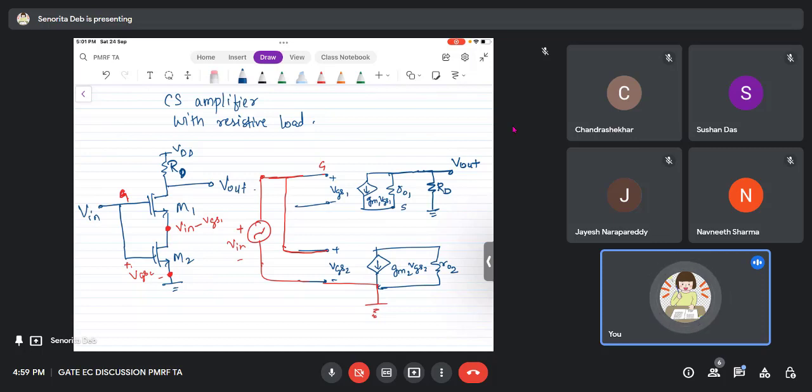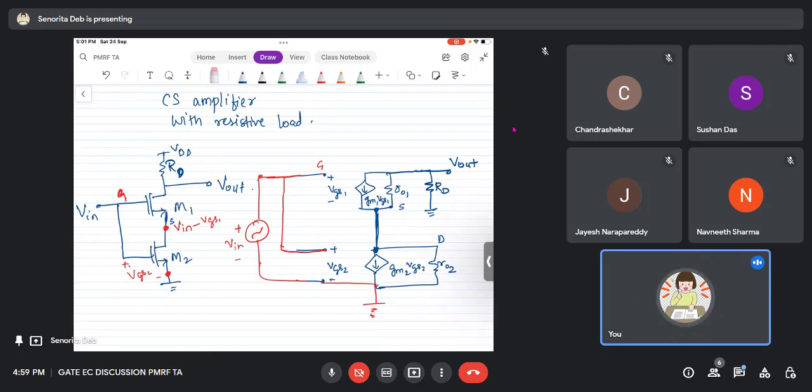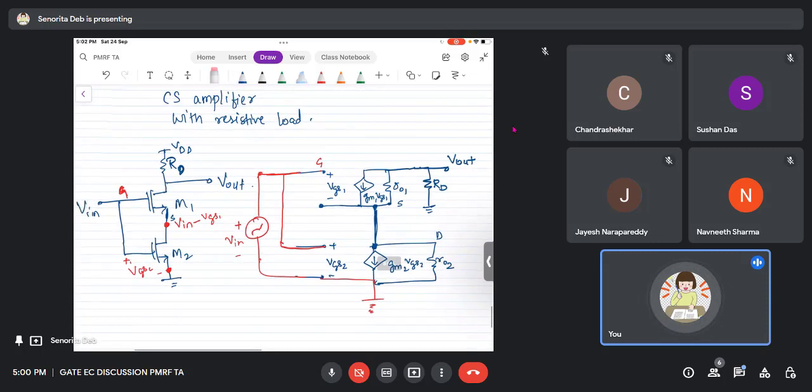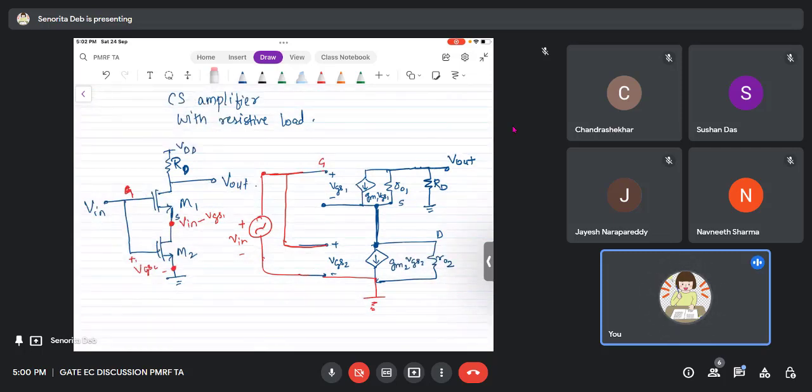So this node is nothing but what? The source of M1. Here in the circuit also, this is the source of M1, which is connected to the drain of M2. This is the drain of M2. So the source is connected to the drain. So we just have a line here. There is a connection here. Done. This is again connected here. So let me properly do it. So this is the small signal.